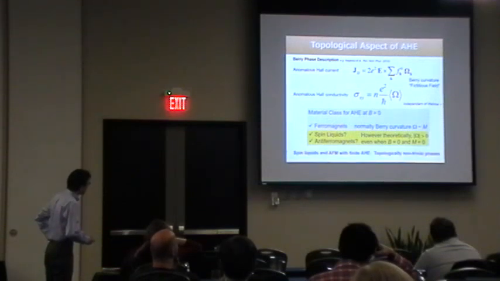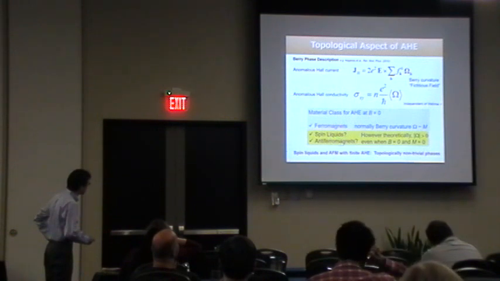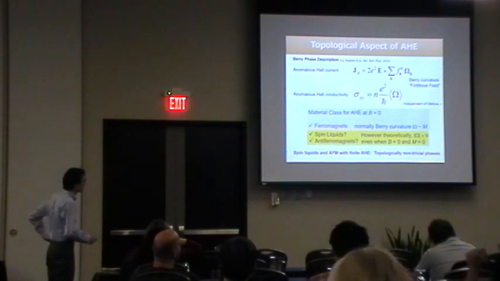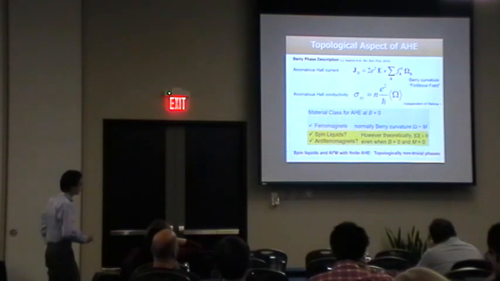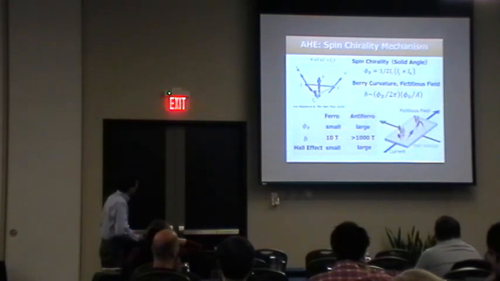And we can find some spin liquids or antiferromagnets which might exhibit a spontaneous anomalous Hall effect. And that automatically indicates there is such a topologically non-trivial phase.